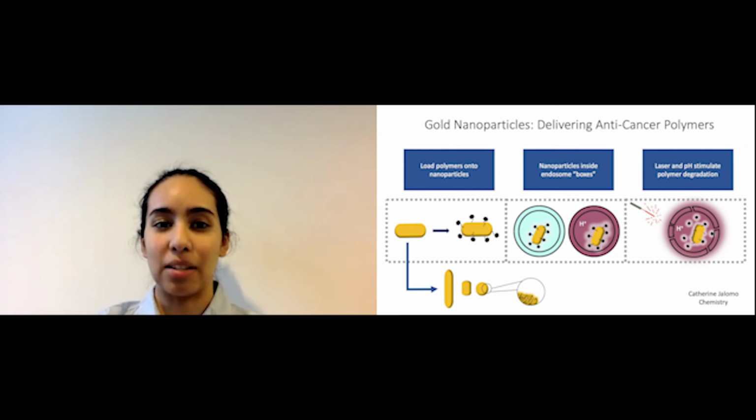I will be discussing the use of gold nanoparticles for delivering anti-cancer polymers. This year, the American Cancer Society estimates that there will be 4 people diagnosed with cancer every minute in the US alone. Some good news, however, is that there are new and improving treatment methods, particularly by designing specialized ways of targeting cancer tissues.